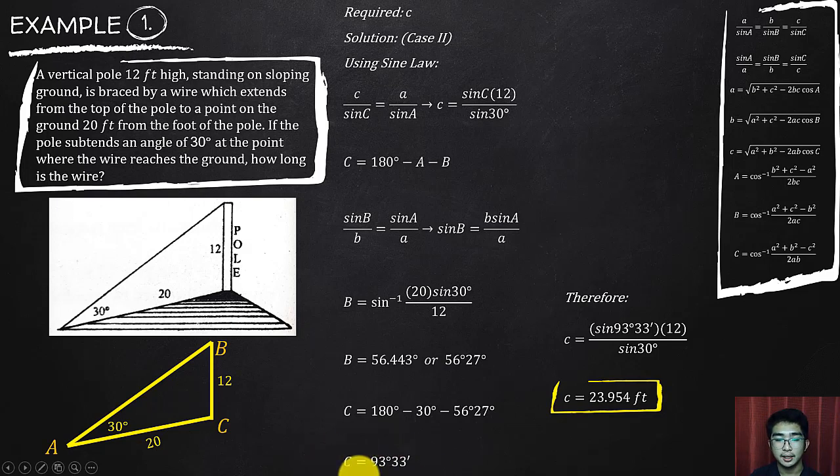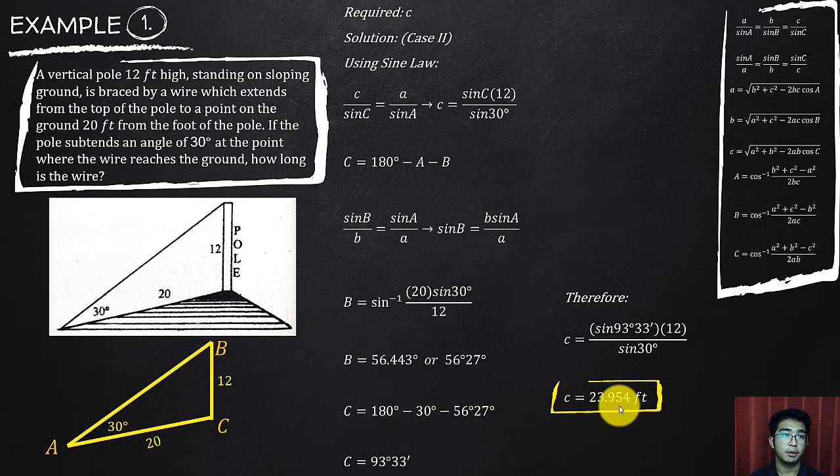Now, if you have angle C, what is our goal? Solve for side C. So input angle C here, we get this particular equation: sine 93 degrees, 33 minutes times 12 over sine 30 degrees. It turns out the length of the wire is now 23.954 feet. Okay, so that is the length of our wire.